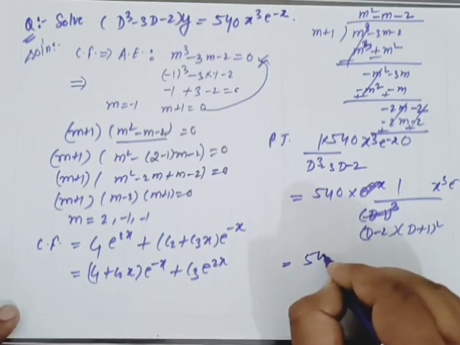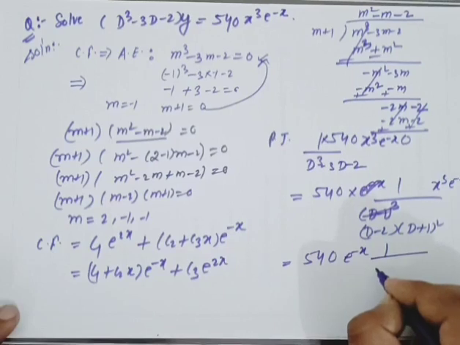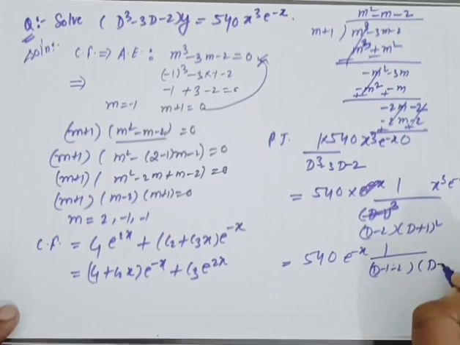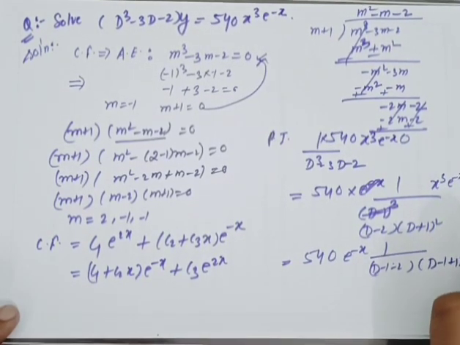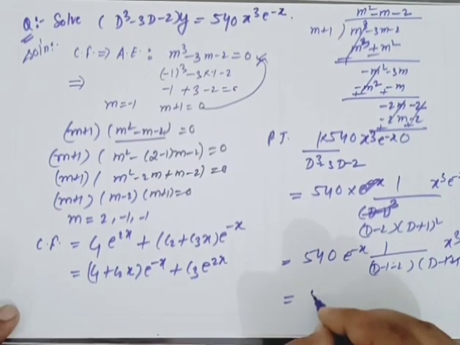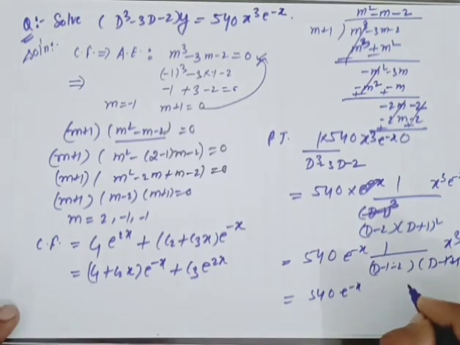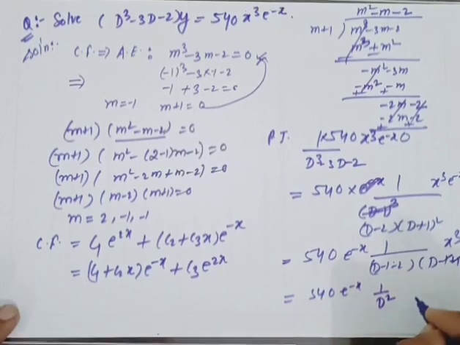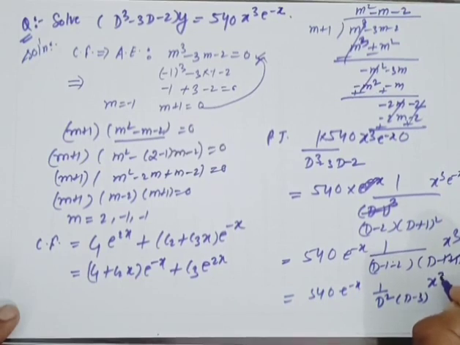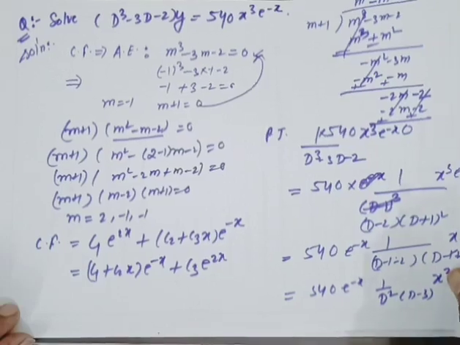So it will be easy now to calculate it, e to the power minus x, just replace d by d minus 1. So it will be d minus 1 plus 1 square and x to the power 3. So now we are here 540 e to the power minus x and 1 upon d square and d minus 3, x to the power 3, okay. So now come on, we need to solve it.